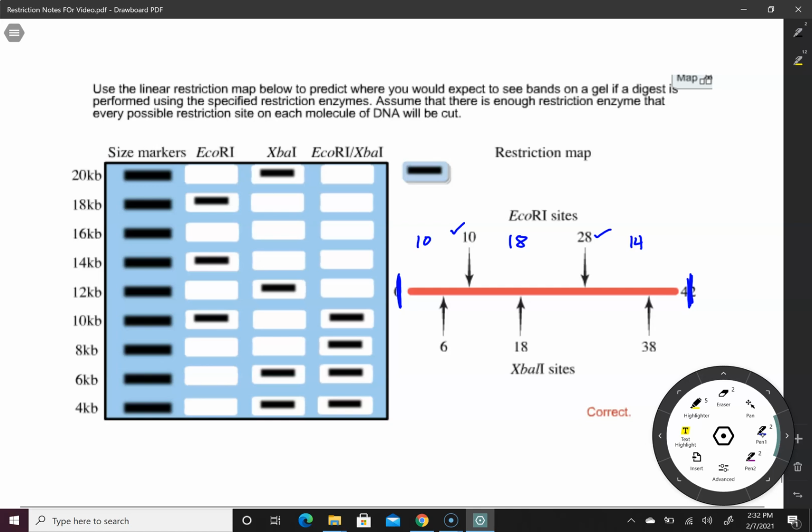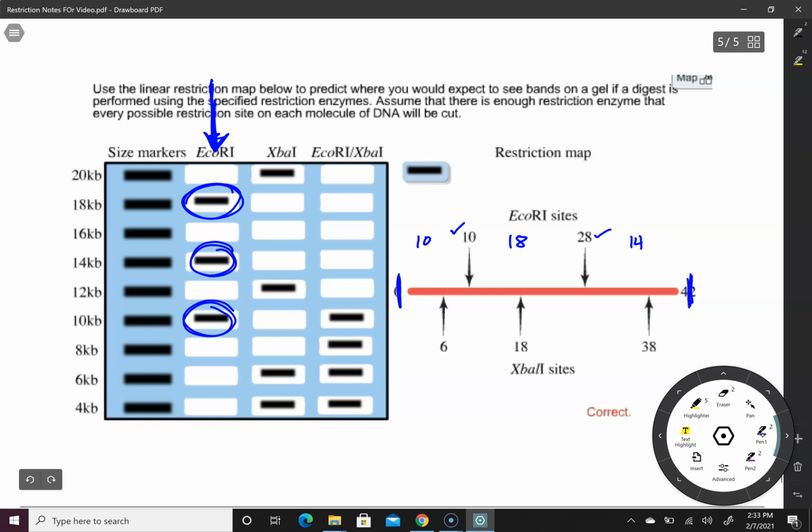So let's say that you cut those, you did that PCR we talked about, you made a lot of copies of each of those little fragments, and you ran it. Let's focus on the EcoRI gel right here. Well, I should have a piece that's 18. There it is. I should have a piece that's 14. There it is. And I should have a piece that's 10. There it is.